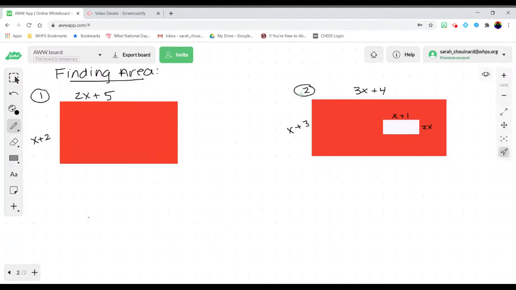All right, and then our last thing we're going to look at is finding area, remembering that the area of a rectangle is always length times width. So if I wanted to find the area of the red figure, all I need to do is do length, 2x plus 5, times width, x plus 2. So 2x plus 5 times x plus 2. And I'm going to go ahead and use the distributive property, aka Mailman method.